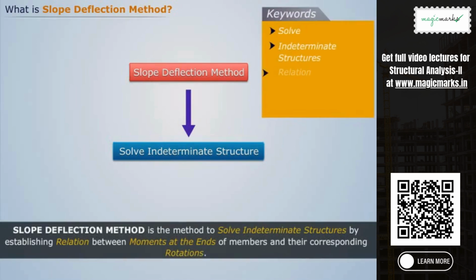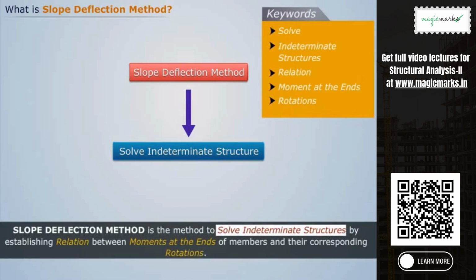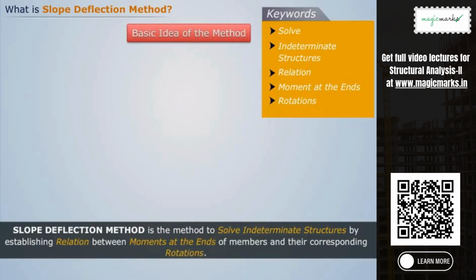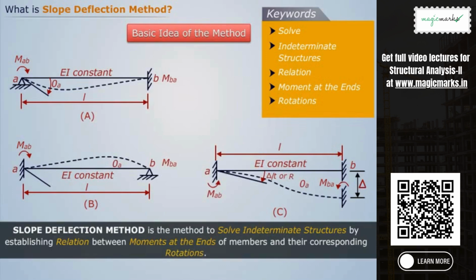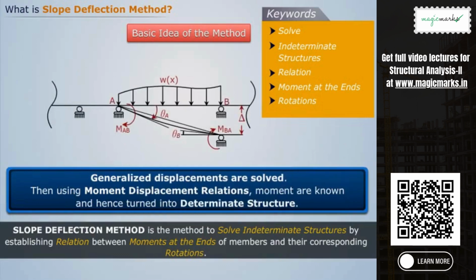Thus, we can say that slope deflection method is the method to solve indeterminate structures by establishing a relation between moments at the ends of members and their corresponding rotations. The basic idea is to write the equilibrium equations for each node in terms of deflections and rotations. Generalized displacements are solved. Then, using moment displacement relations, moments are known and hence the structures are turned into determinate structures.